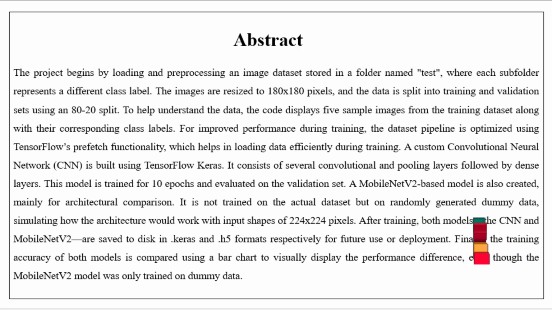After training, we save both models. The CNN model is saved in Keras format and the MobileNetV2 model is saved in H5 format. Finally, we compare the training accuracy of both models using a simple bar chart. This is the abstract of our project.